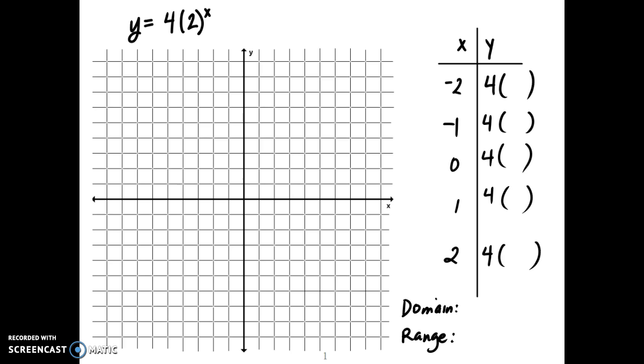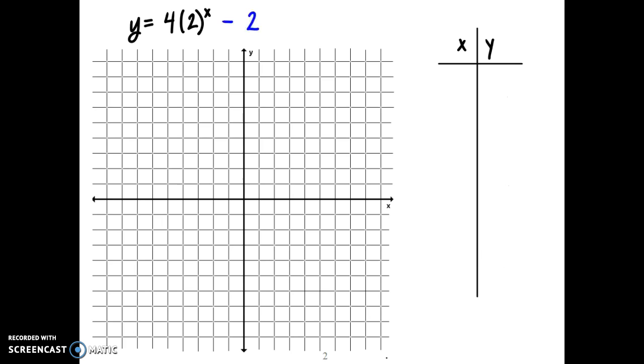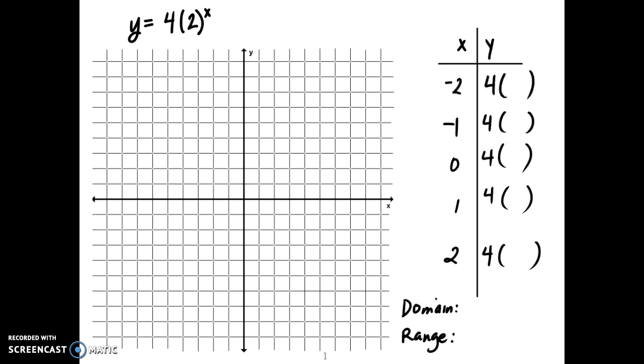So 2 to the -2 power is squaring 2 and then writing its reciprocal, which is 1 over 4. Then we have 2 to the -1 power, which is 1 over 2. 2 to the 0 power is 1. 2 to the 1 power is 2. And 2 squared is 4. And we evaluate those. And we don't need our calculators. This would be 1. This is 2. This is 4, 8, and 16.